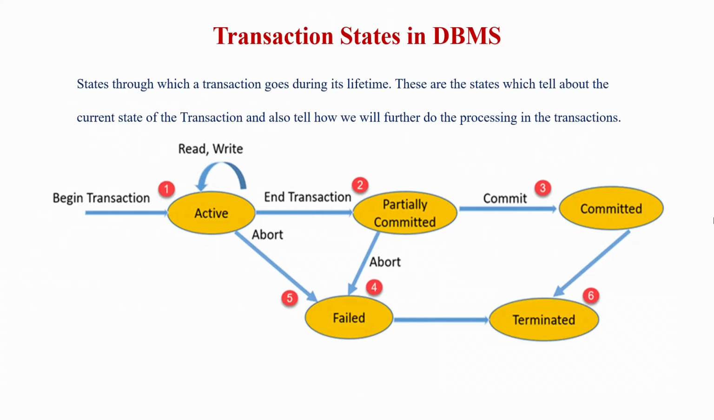The beginning of the transaction is in the active state, and it keeps on executing the transaction. If the transaction is fully and successfully completed, it goes to the committed state. Partially committed means the transaction is partially updated at one end and the other is not completely updated.